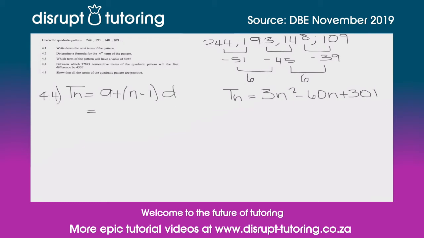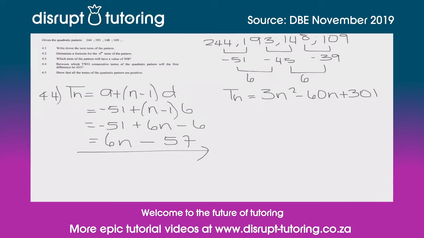In a's position, we can put the minus 51, because we're dealing with this pattern over here. So we put minus 51 plus (n minus 1), and the common difference is 6. We would then have minus 51 plus 6n minus 6. Once we do a little bit of simplification, we'll have 6n minus 57. That gives us the general term for that first difference sequence.